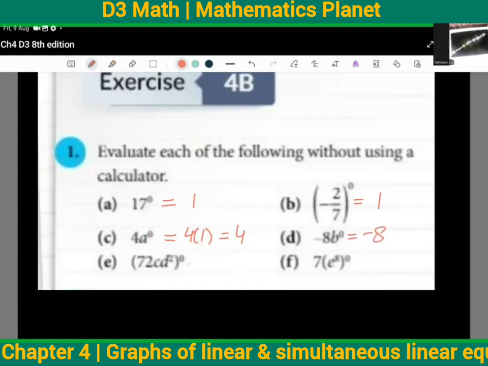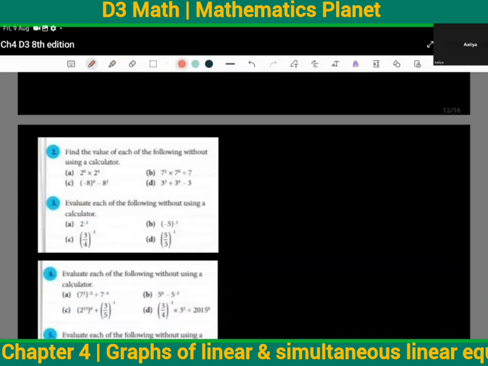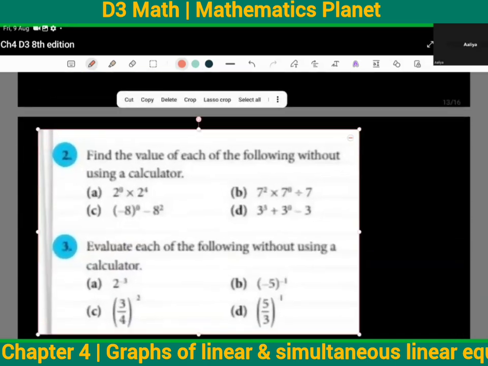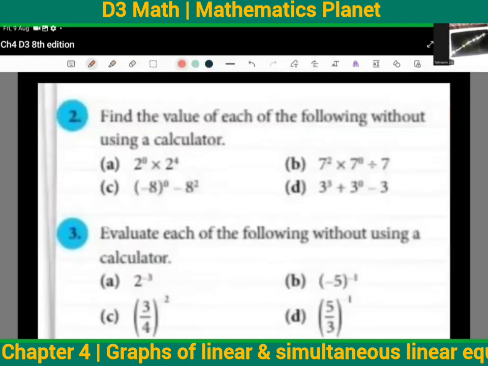Yes, Mohanna. It will be 1. Everything has to the power 0, so it will be 1. Everything. Yes, Alia. 7. Okay.